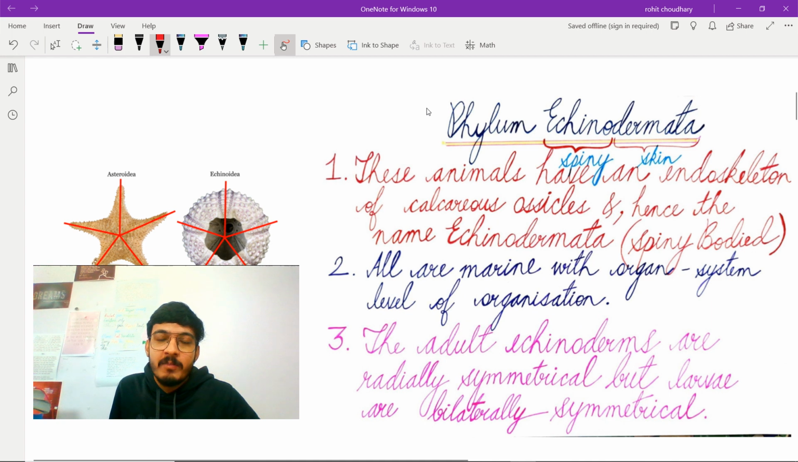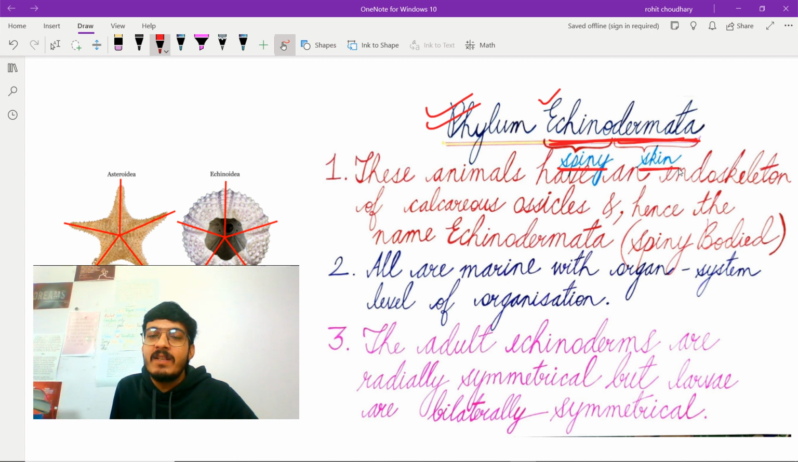Phylum Echinodermata. First of all, we should know why the phylum is named as Echinodermata. What is the meaning of this term? This Echinodermata is made up of two words, echino and derma. Echino means spiny or spine and dermata means skin. Derma or dermis is the skin layer.